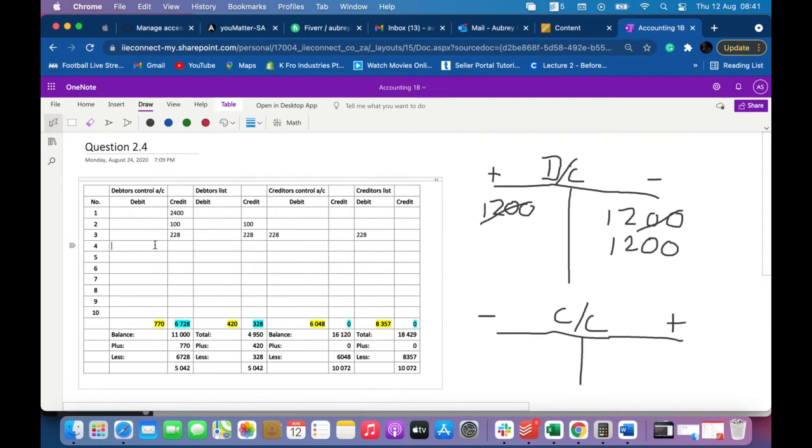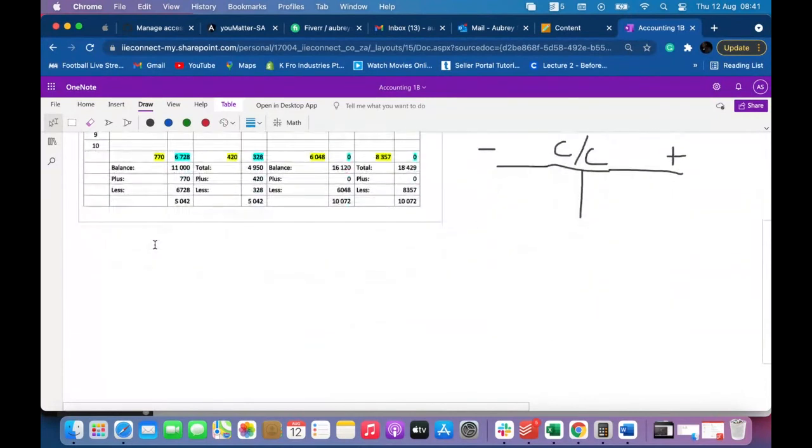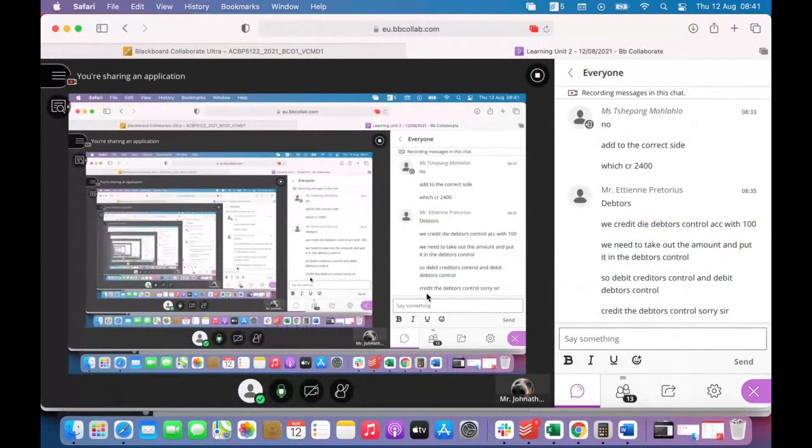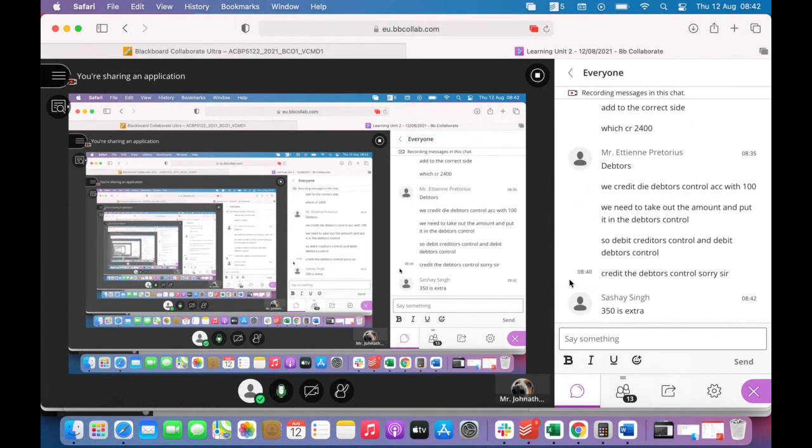All right, awesome stuff. So we've dealt with number 3. Let's move on to number 4. Number 4 says the debtors control column in the cash book receipts was overcast by 350. Somebody tell me, what does that tell us? If something is overcast, what does it mean? What is going on here in point 4? The debtors control column in the cash book receipts was overcast.